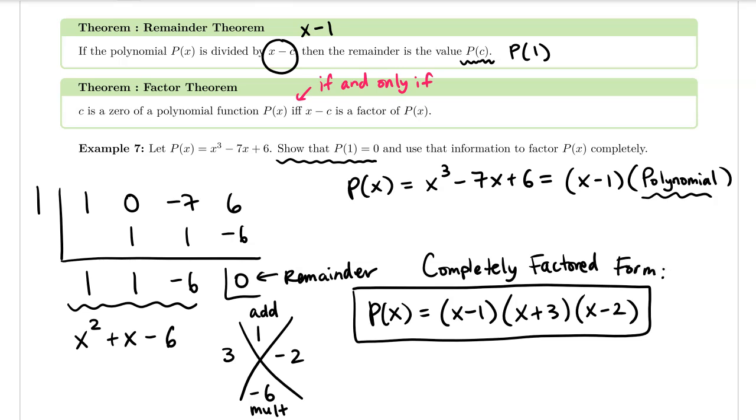Now again, why do we care about the completely factored form? From here, it'd be very easy to set this equal to 0 and solve for the x-intercepts or the zeros of my polynomial, and then that would in turn help me to graph this function. That completes this video on dividing polynomials.